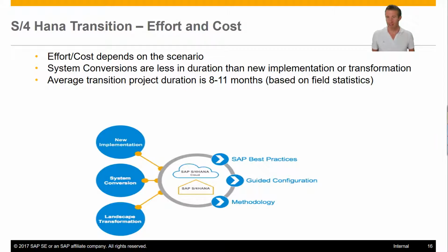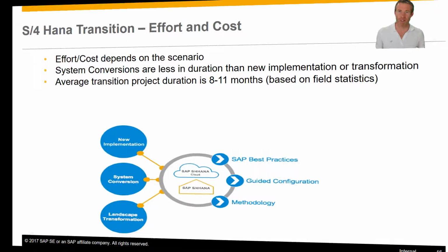And typically what we see is that system conversions are slightly less in duration compared to new implementations and transformations. The average project lifecycle is between 8 and 11 months, and this is from the field statistics, so it's pretty accurate. To enable you to transition, SAP is delivering a lot of best practices, guided procedures, and methodologies.